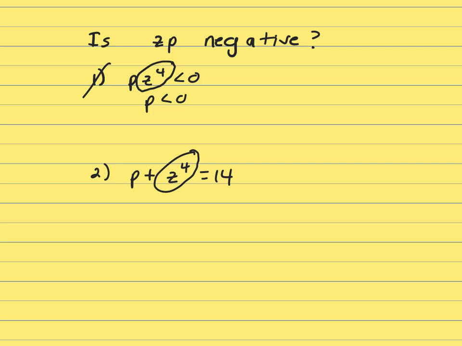So sometimes, let's say if z is 2, that's going to be 16. That would force p to be negative 2. But once again, I could plug in negative 2 and still get a positive 16, so that doesn't work either. If you put them both together, that's not going to work either for the very same reasons.